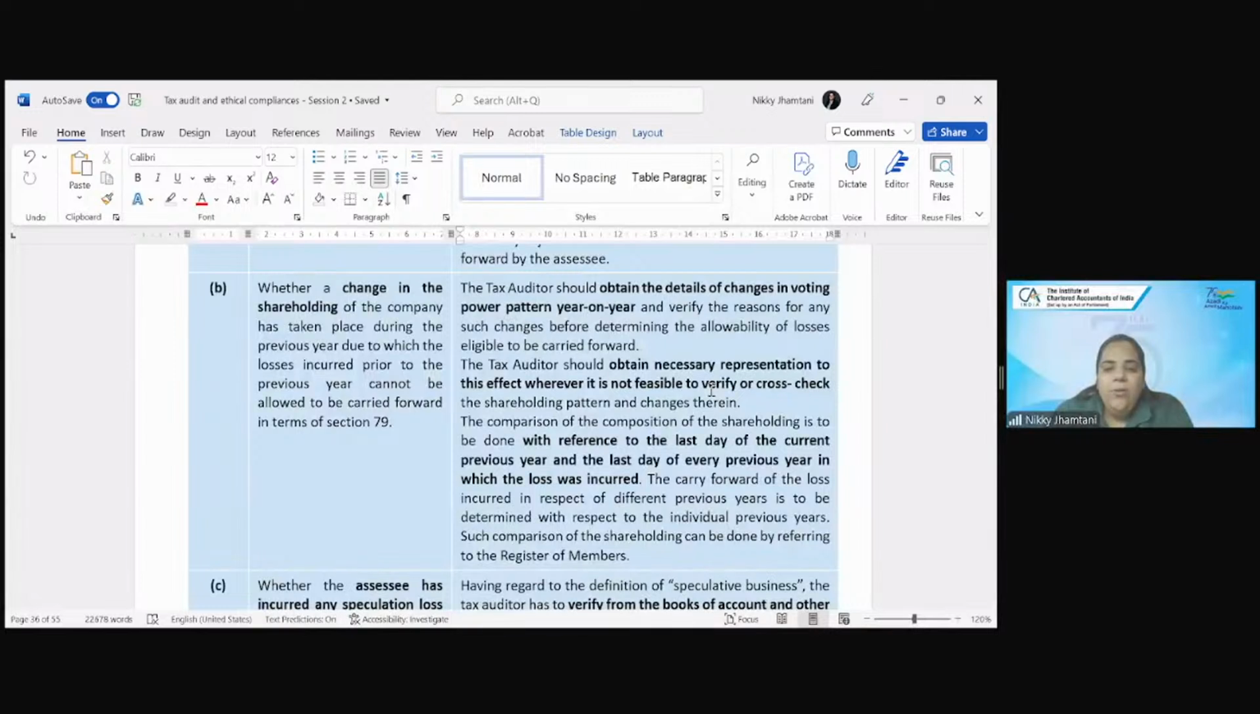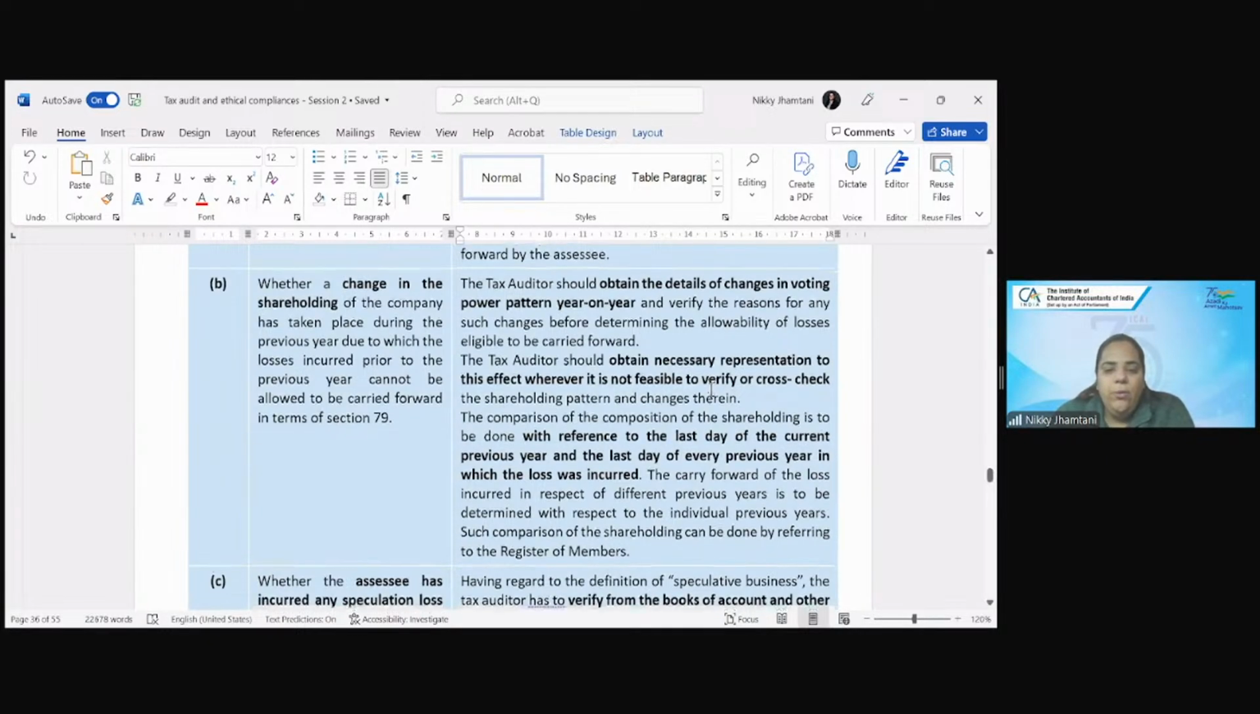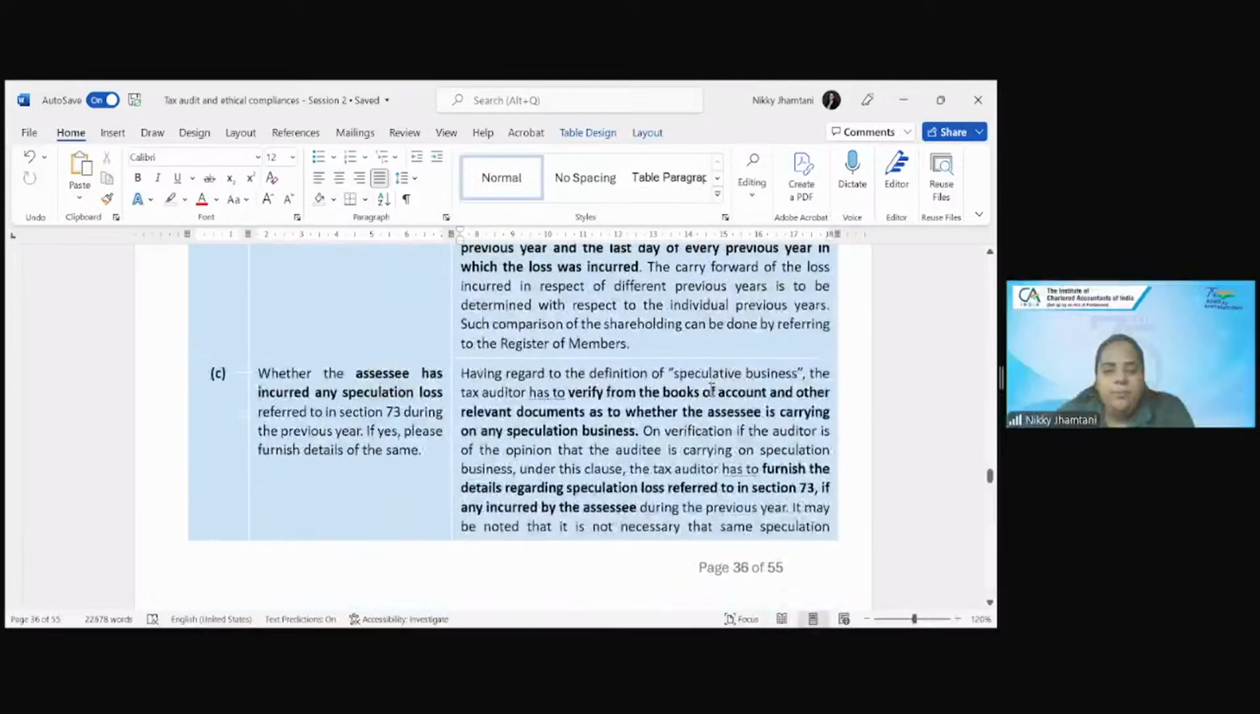The comparison of the composition of the shareholding is to be done with reference to the last day of the current previous year and the last day of every previous year in which the loss was incurred. The carry forward of the loss incurred in respect of different previous years is to be determined with respect to the individual previous years. Such comparison of the shareholding can be done by referring to the register of members.